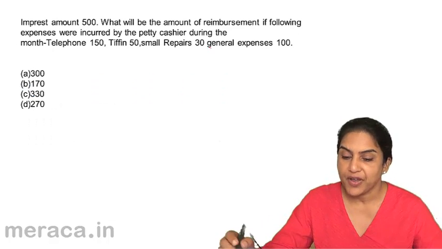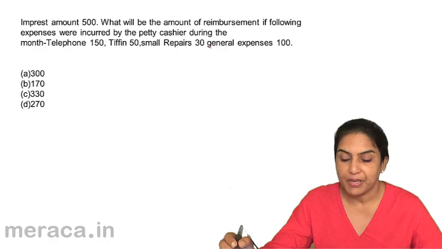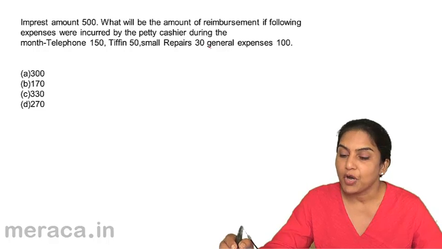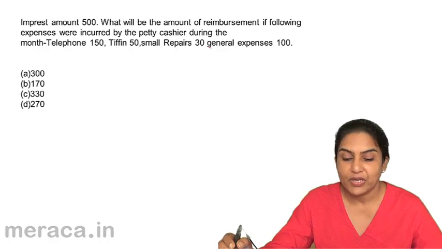Imprest amount is 500. What will be the amount of reimbursement if following expenses were incurred by the petty cashier during the month? Telephone 150, tiffin 500, small repairs 30 and general expenses 100. A 300, B 170, C 330 and D 270.